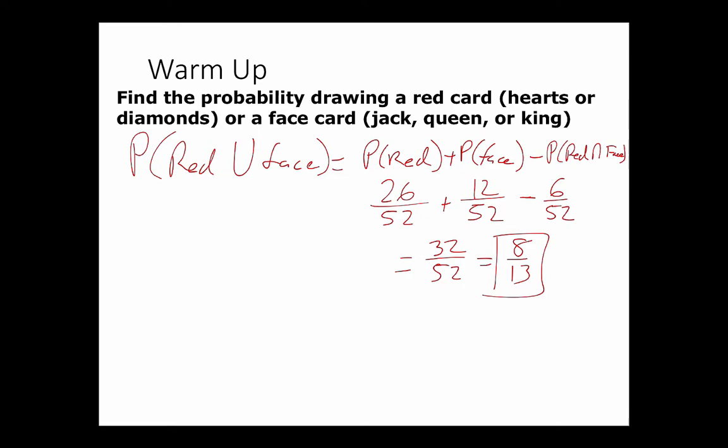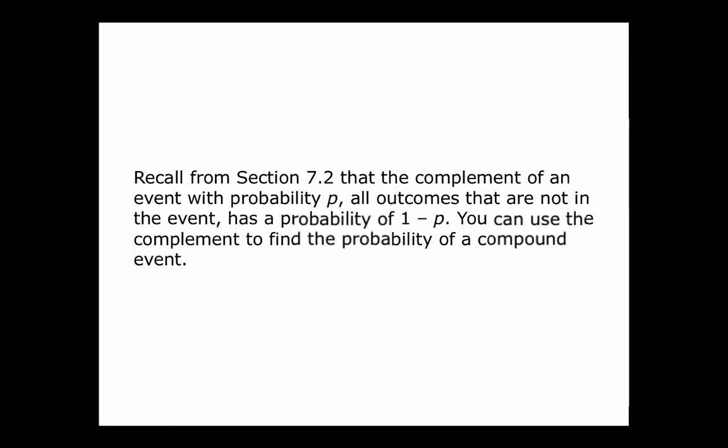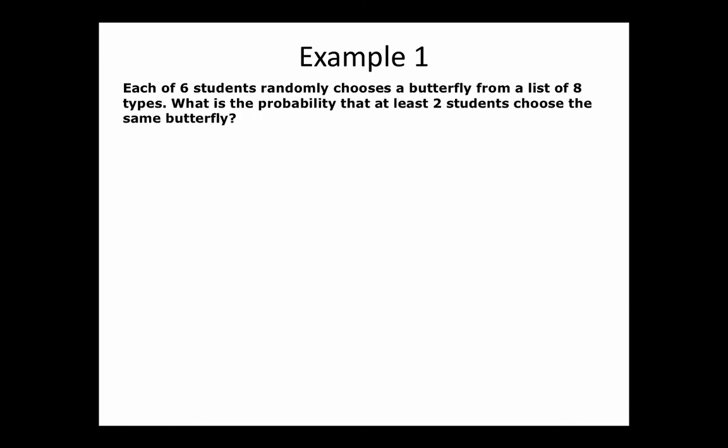Now, as I said, we're going to tie this in with complements. So recall from section 7.2 that the complement of an event with a probability P is all outcomes that are not in the event, and it has a probability of 1 minus P. You can use this to find the probability of a compound event. So we're asked to figure out this problem here.